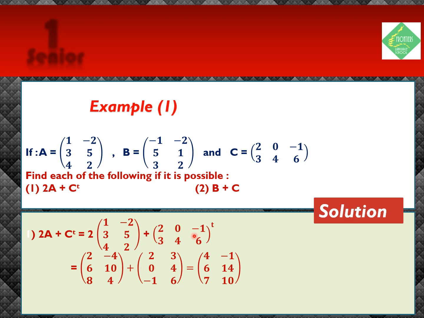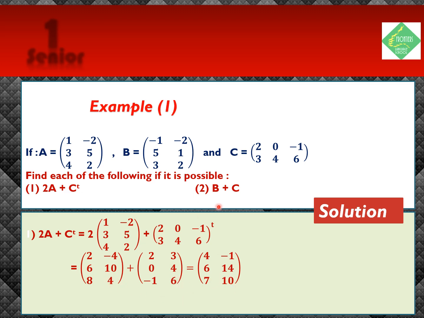You can transpose 2, 0, negative 1 like this, and 3, 4, 6 like this. Add each element. 2 and 2 equals 4. 6 plus 0 equals 6. 8 plus negative 1, which is 8 subtract 1, is 7. Negative 4 plus 3 equals negative 1. 10 plus 4 equals 14. And finally 4 plus 6 equals 10.